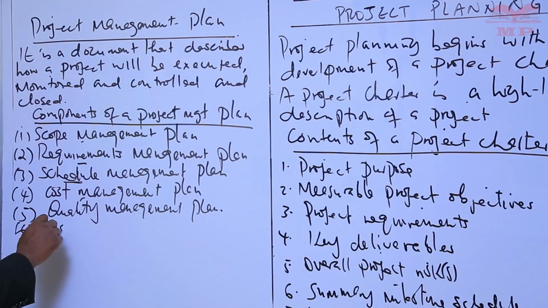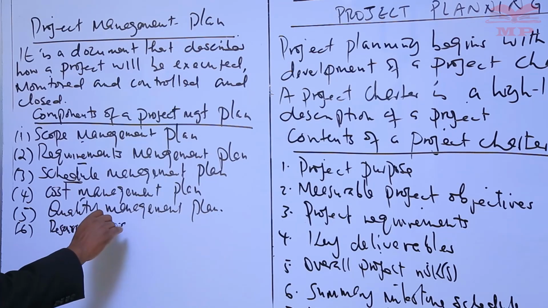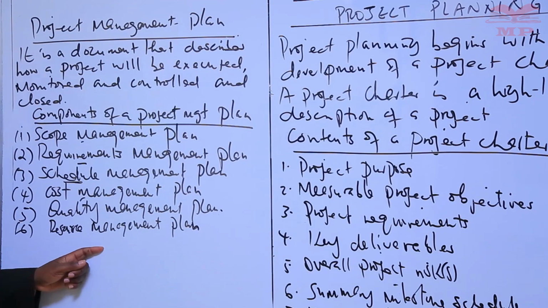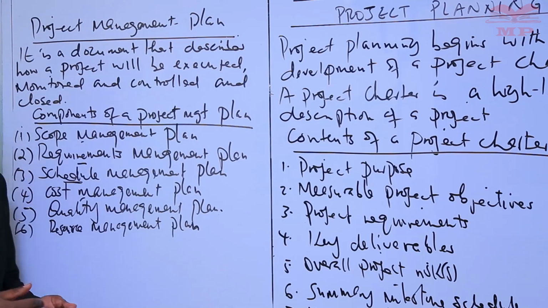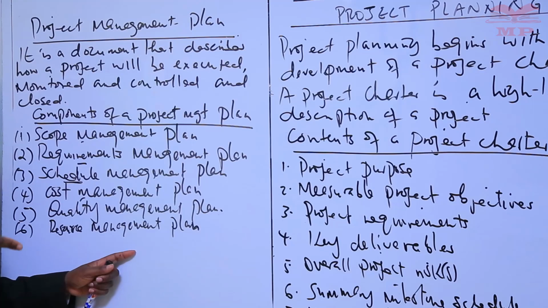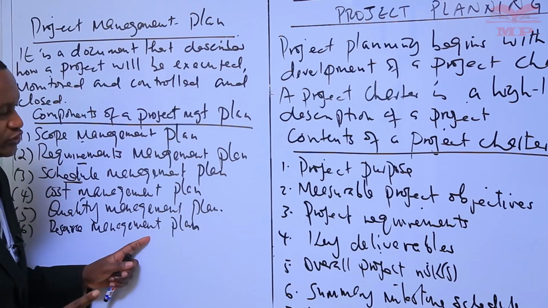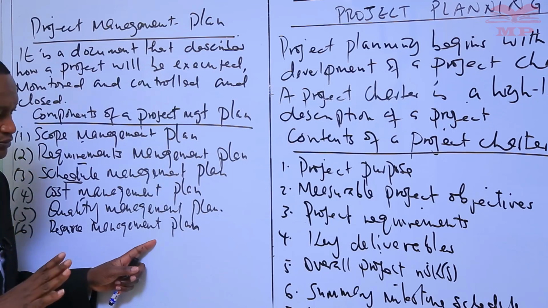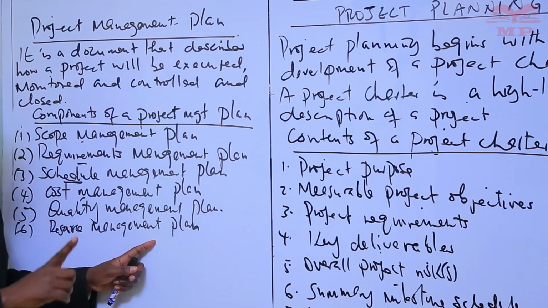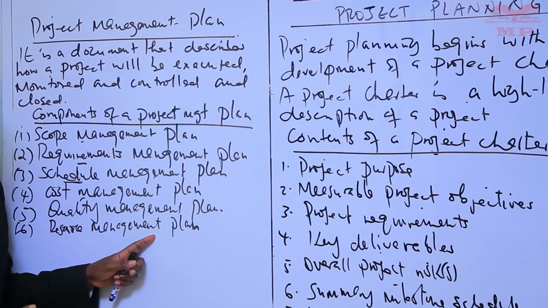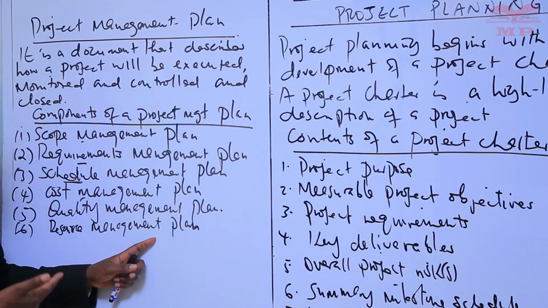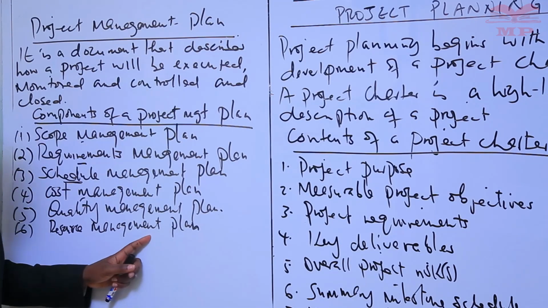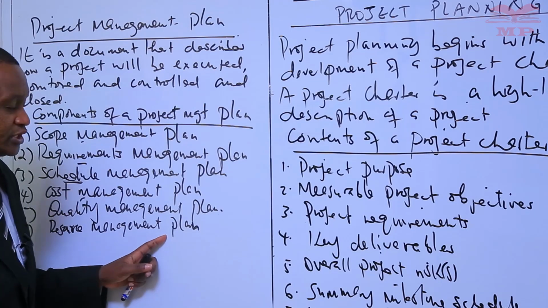Number six, resource management plan. Resource management plan, candidates, is a plan that provides guidance on how project resources should be categorized, how the resources should be allocated, how the resources should be managed, and how the resources will be released. Because without resources, then projects cannot be implemented. And resources, we know, naturally are scarce. When carrying out a project, then there has to be a plan on resource management. These are physical resources, financial resources, human resources, capital resources, and so on.